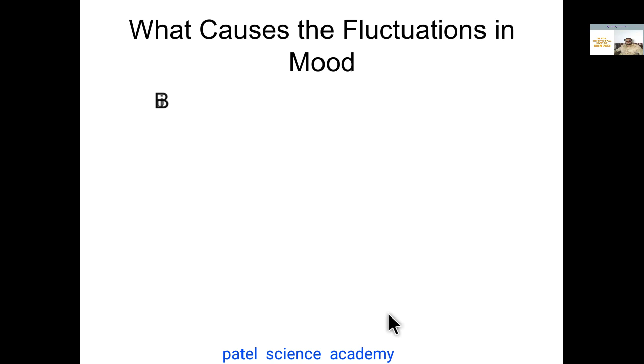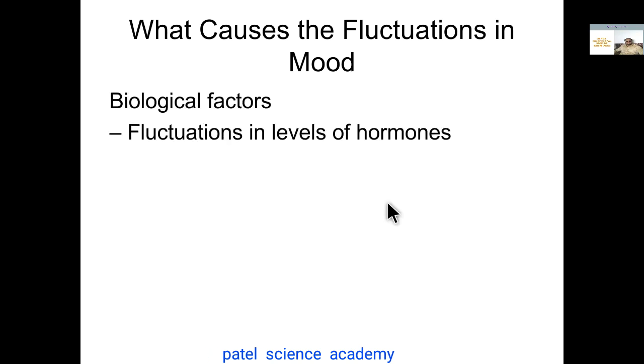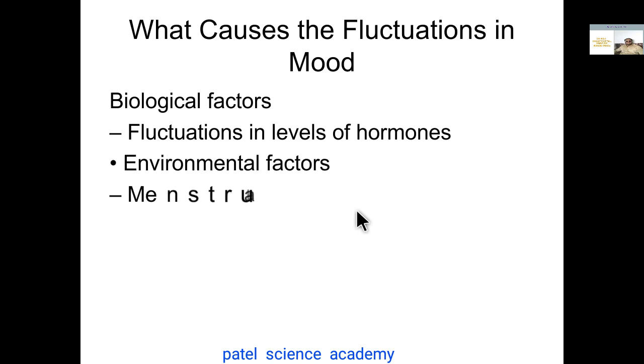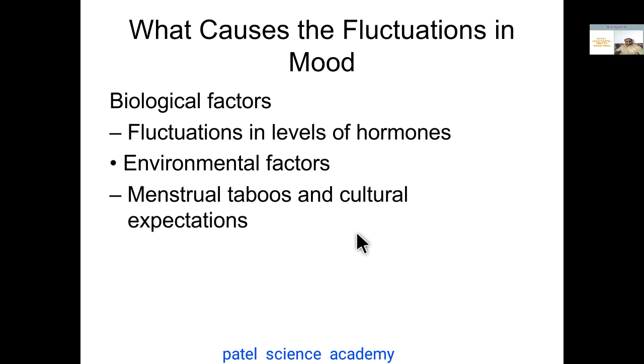What causes the fluctuation in mood? There are some factors: biological factors, like fluctuation in the level of hormones, environmental factors, menstrual taboos, and cultural expectations. All these factors are responsible for the fluctuations.